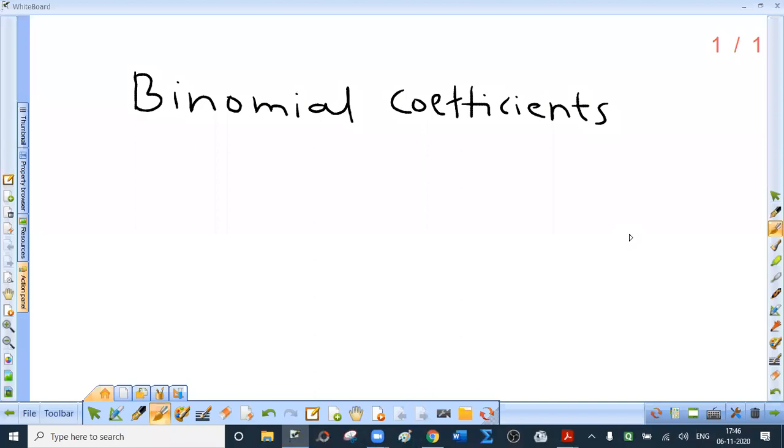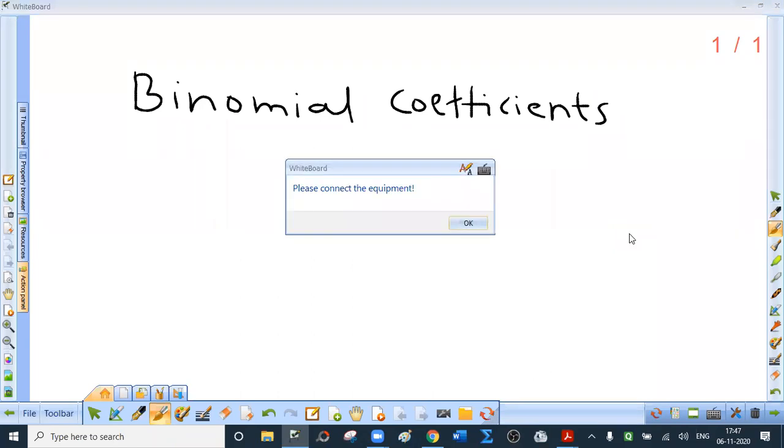Now we discuss binomial coefficients. See, the coefficients nC0, nC1, nC2 up to nCn in the expansion of (a plus b) raised to n are called the binomial coefficients of order n. Why order n? Because the index is n. Now they are not independent. There is some relation between them. Let us try to find the relation between these binomial coefficients.